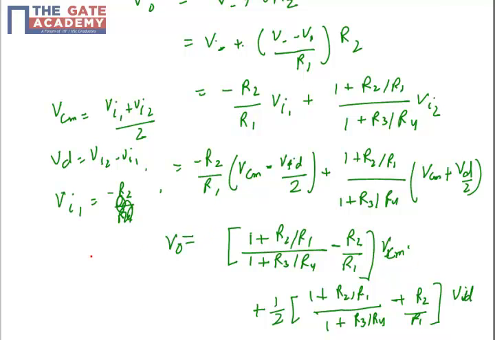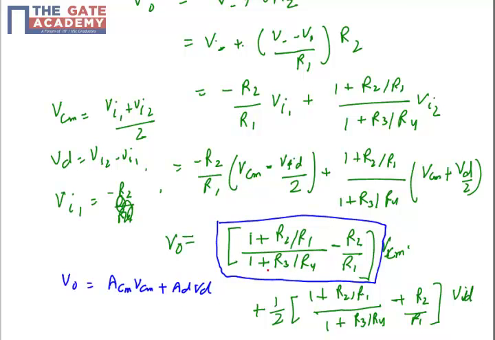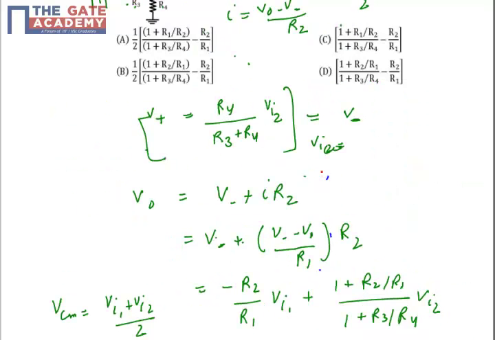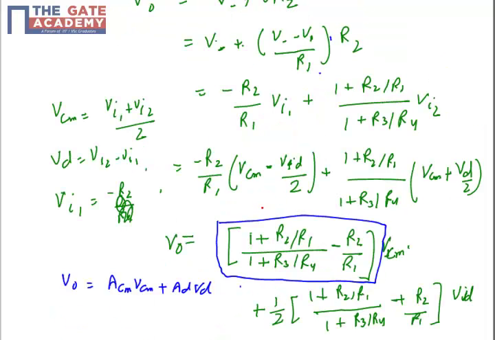From this we know that the output expression of the op-amp is given as V0 equals ACM times VCM plus AD times VD. So in the expression we can see that the common mode gain ACM will be (1 plus R2 by R1) upon (1 plus R3 by R4) minus R2 by R1. This is the expression for common mode gain, so option D will be the correct option, which matches the expression.